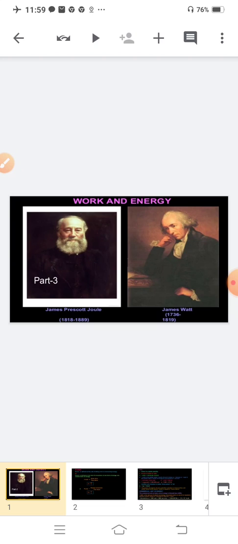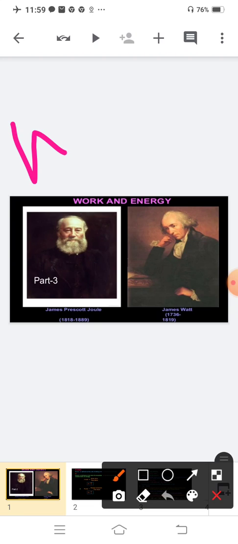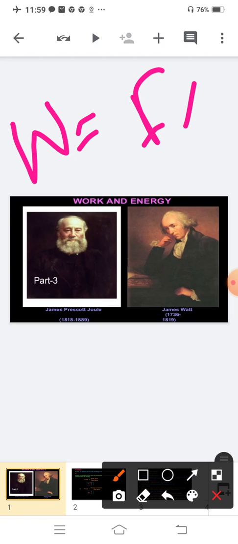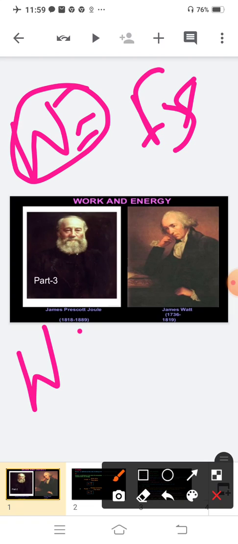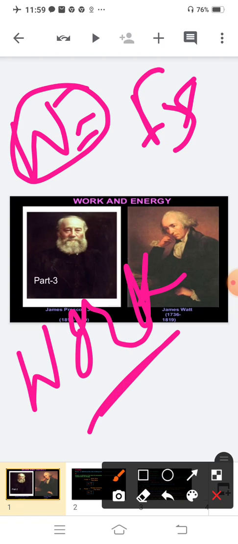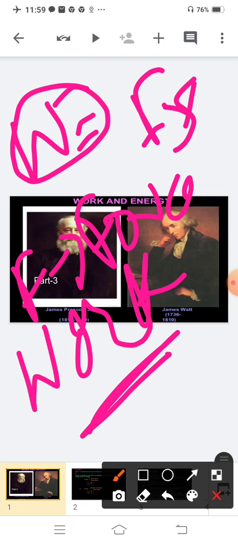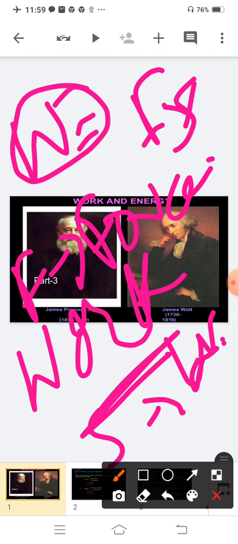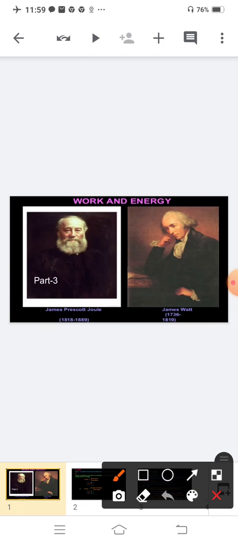Is this clear? So if we are talking about work, what is the formula of work? W is equal to F into S, where W stands for work, F stands for force, S stands for displacement. Is this clear? And its SI unit is joule.